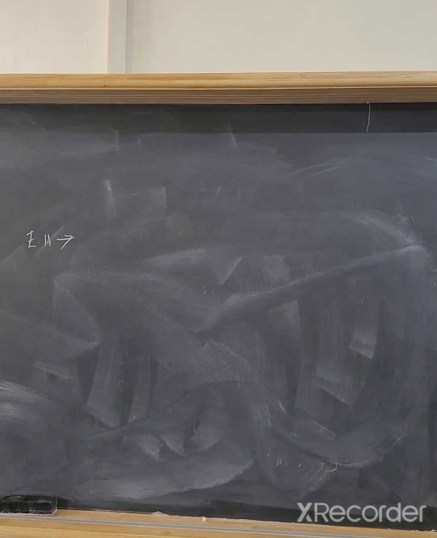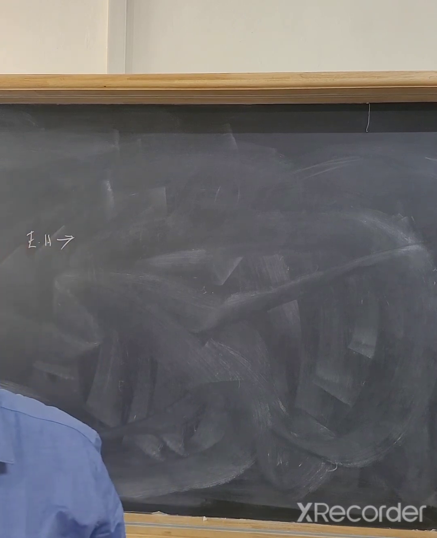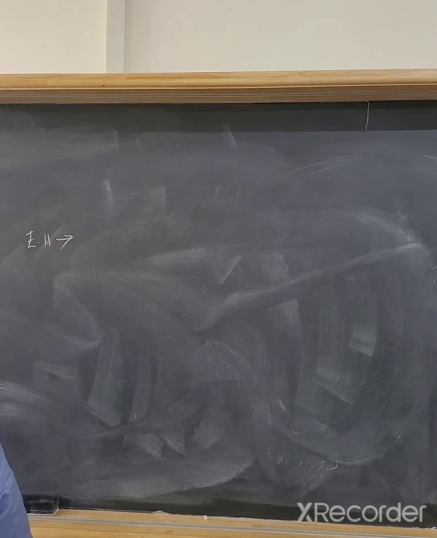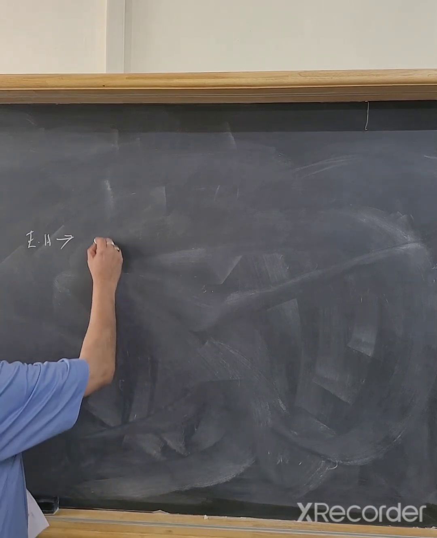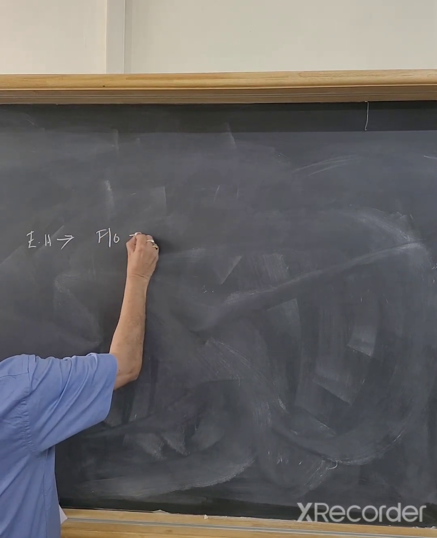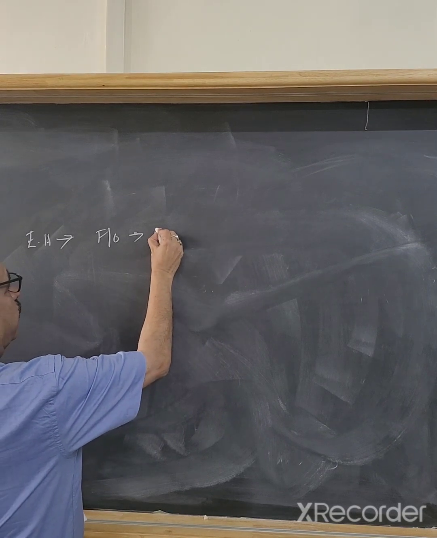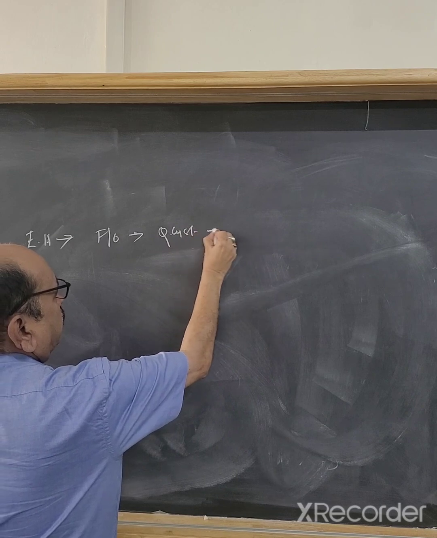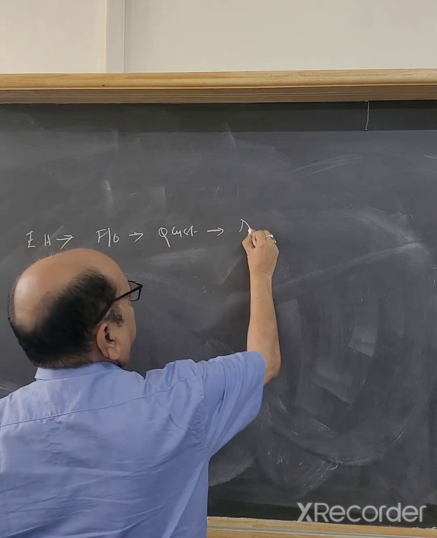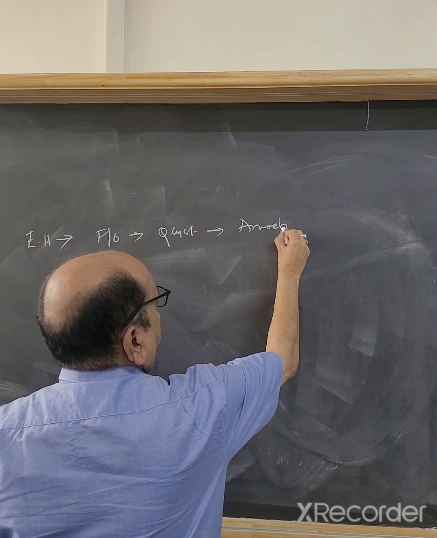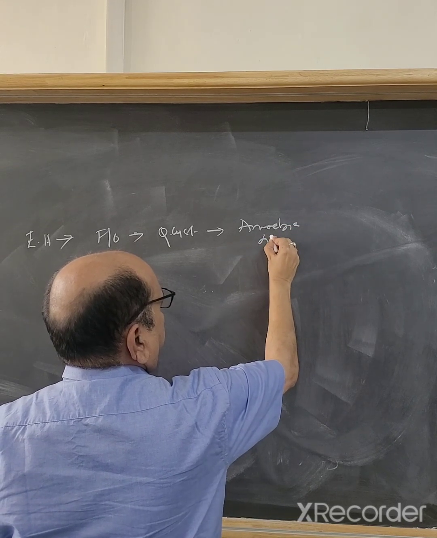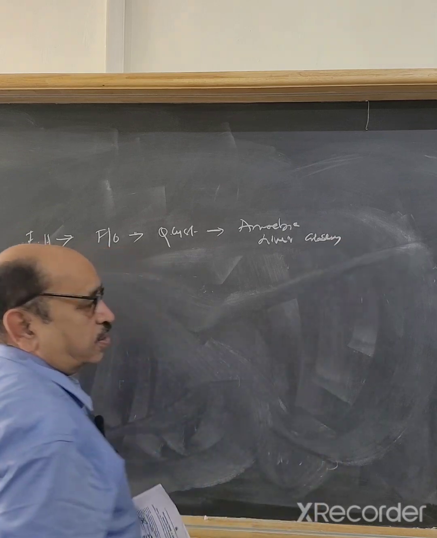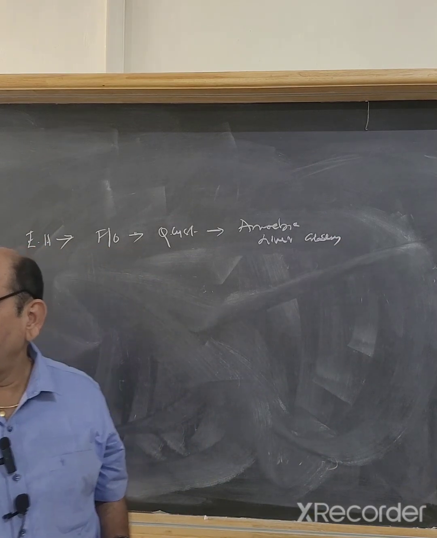Entamoeba histolytica, how does man get infected? Through the fecal-oral route. The infective form is the quadrinucleate cyst. It gives rise to amoebic liver abscess.